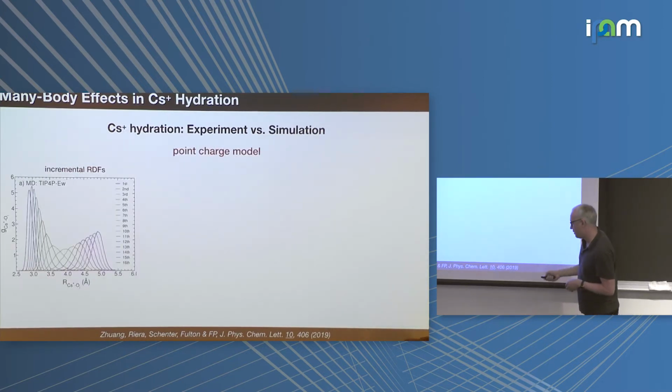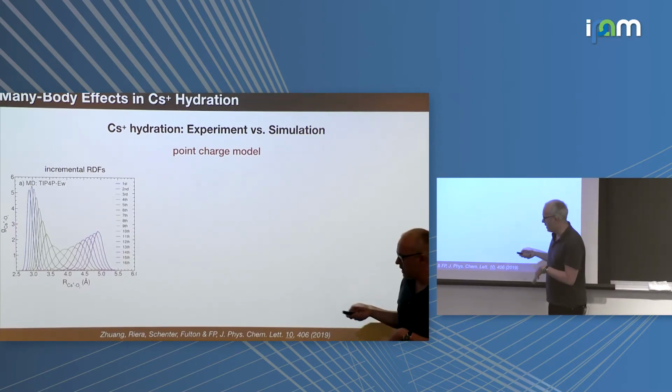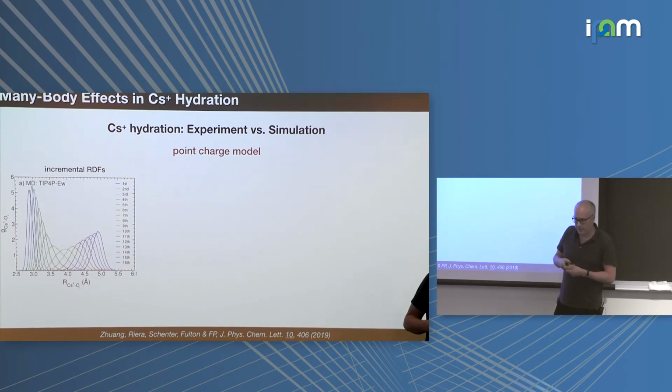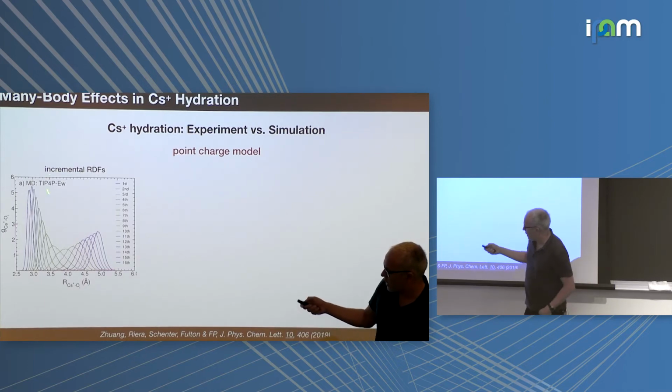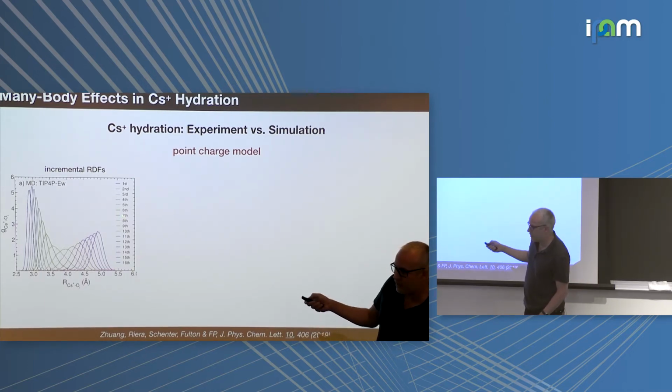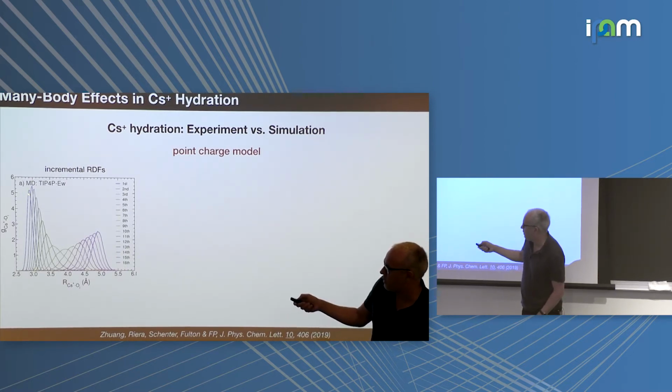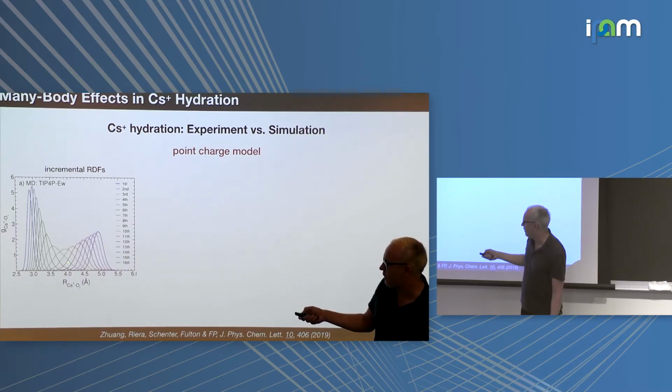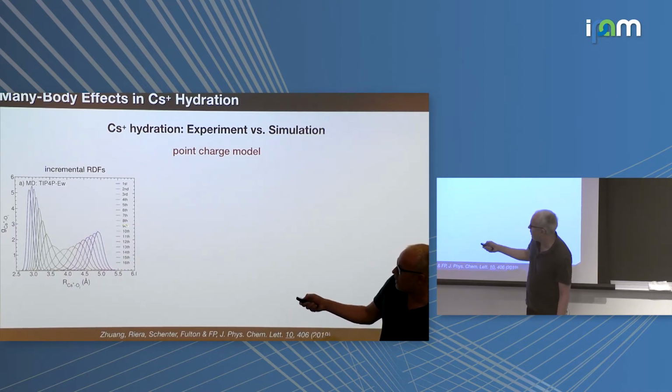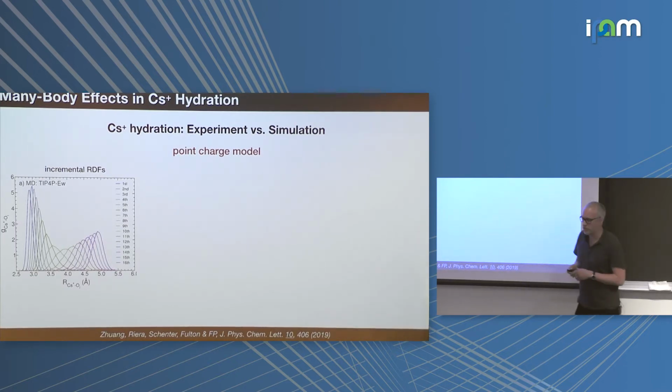We need to have a comparison with something that we trust. And so we joined forces with John Fulton and Greg Schenter at PNNL. They do X-ray XAFS spectroscopy. And so what we did was measure the XAFS spectra and calculate the XAFS spectra using the different models. So here is what we call an incremental RDF. Essentially it's the distribution of the first 16 water molecules. In dark blue is the first water molecule, the closest one to cesium plus, then the second, the third, and so on. And this implies that molecule number 9 is essentially in between the two solvation shells.